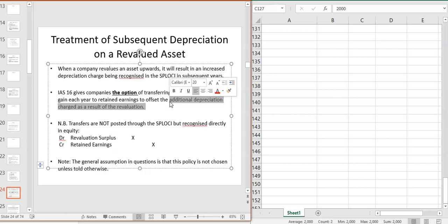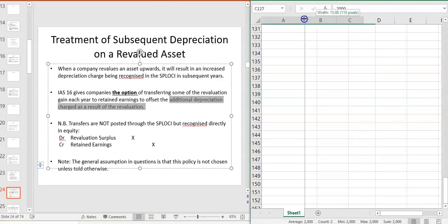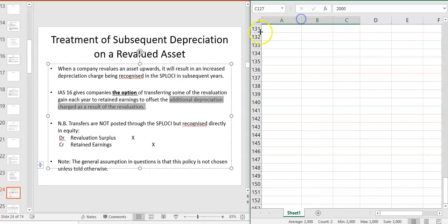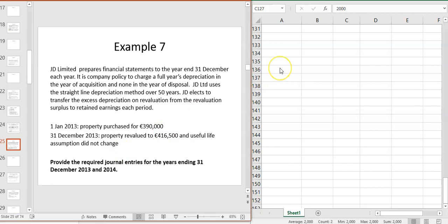They allow you to transfer that extra depreciation from the reval surplus to the retained earnings if you so wish. Now, the general assumption here is the policy is not chosen unless I tell you in the question. So unless I tell you that this company has chosen to take this excess depreciation policy, you can assume it's not relevant for the question. All right. So let's look at example 7 and illustrate how this might work.